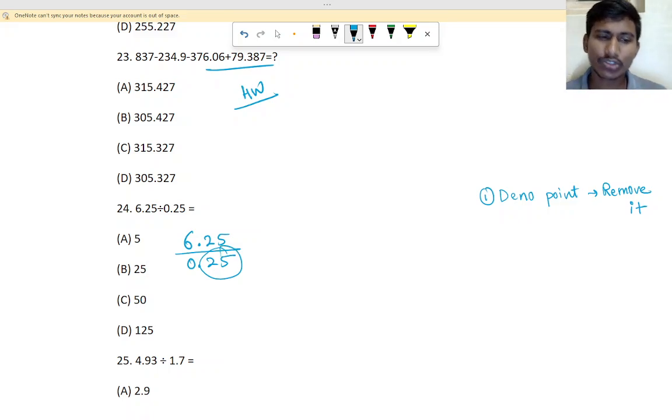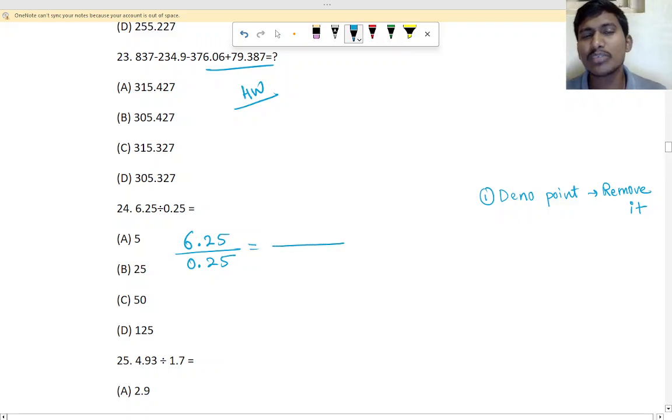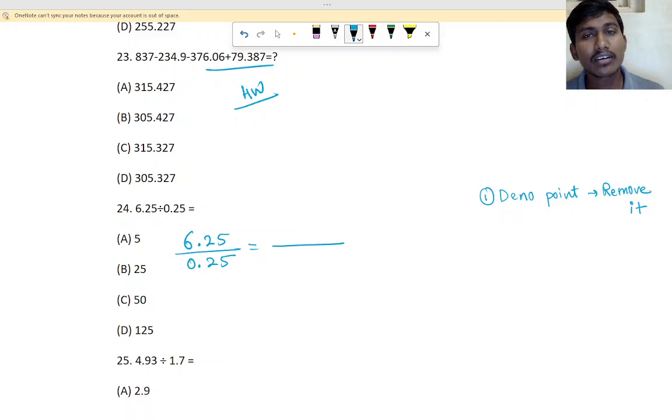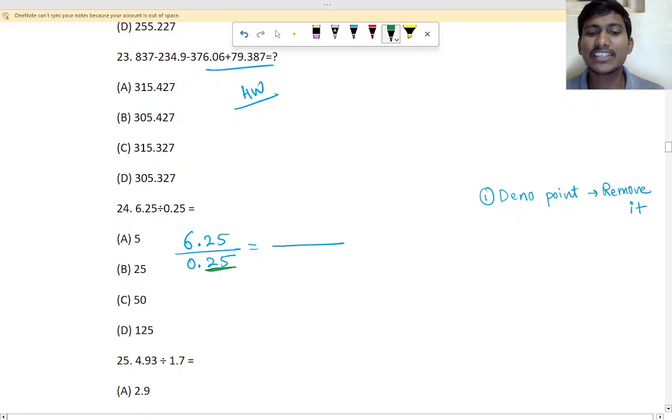That would be easy to divide. So we have to remove the point. Okay? I told you. So if the point is there in the denominator, we have to multiply where? In the numerator, right? So here, for this point, I am multiplying in the numerator by 100.